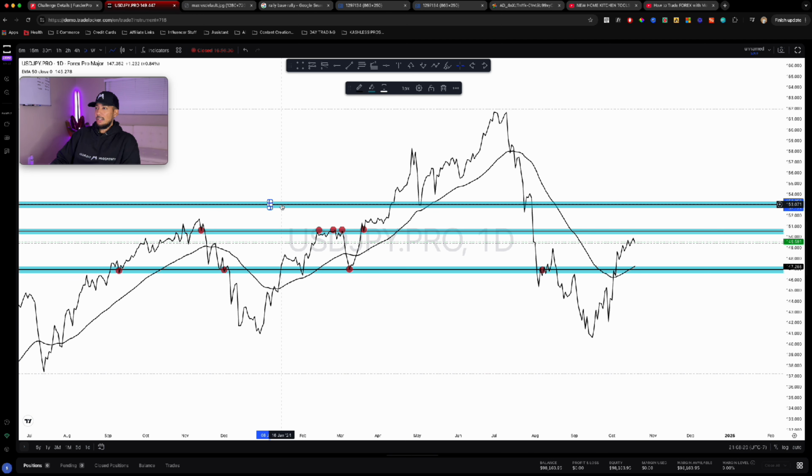So right here, okay. This is a perfect example because we see that the 50 EMA is above where price is. So that means price is overall bearish. Then we see a big break to the downside that blows past this zone, right? So price came all the way down here. It retested and then it continued down.